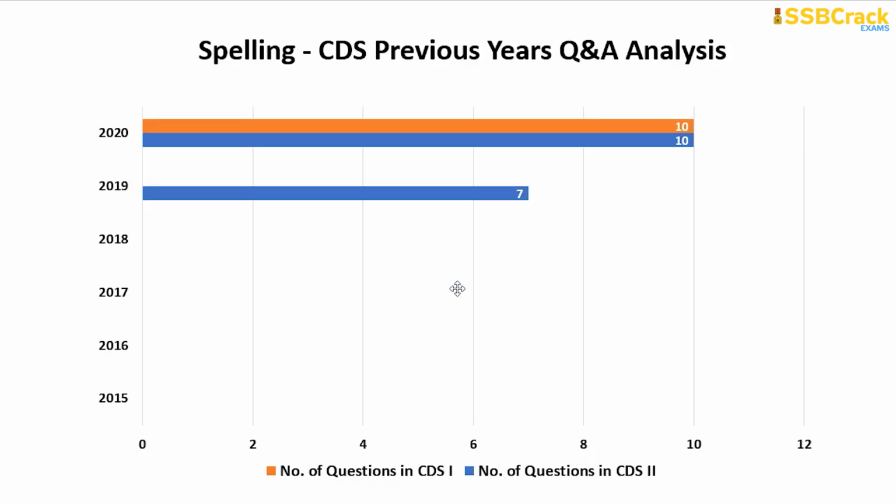The next one is spelling. And as you can see, in the very recent CDS 1 and 2 2020, 10 questions have come from spelling, while in CDS 2 2019, 7 questions have come. So I would say that there is a high chance of getting spelling questions in your upcoming CDS exam.